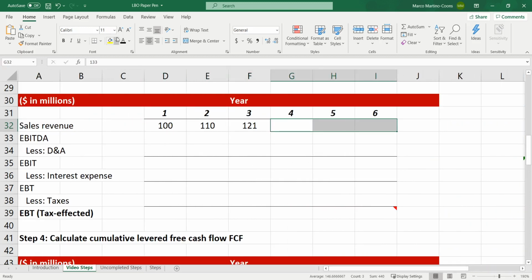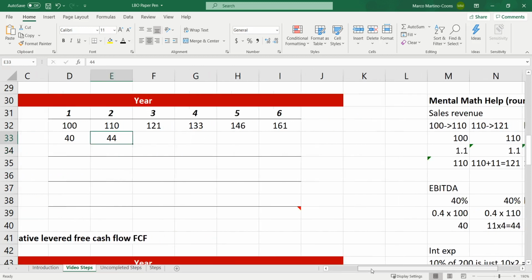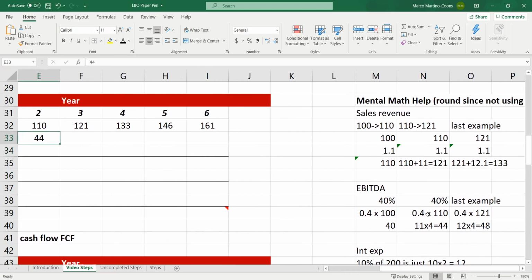So I'm just going to fill in these now because I can assume that you guys will be able to do that. Now let's look at our EBITDA. We're taking 40% out of everything here. We obviously know that 40% of 100 is going to equal 40. And if we look at 40% of 110, the simplest way to do this would be effectively 4 times 11, which is going to give us 44, right? If you apply that methodology, obviously that's going to work out. And did I detail that over here? Yeah, I detailed that over here.